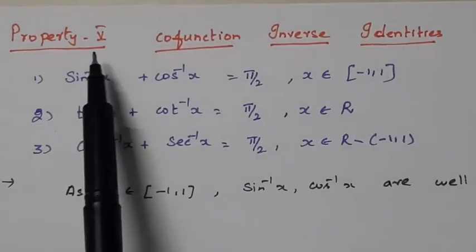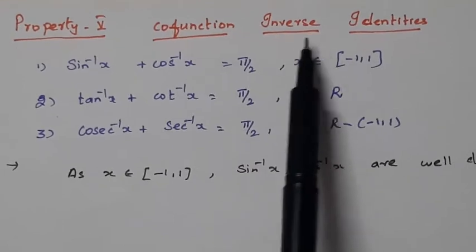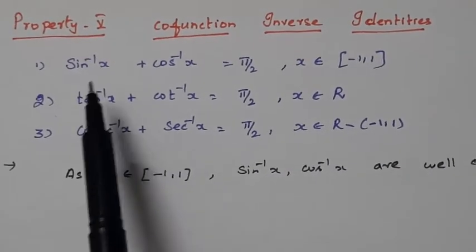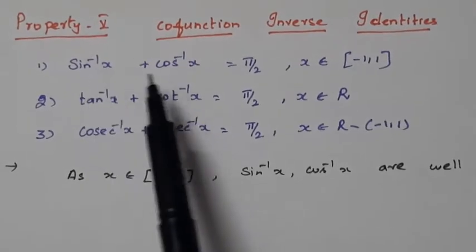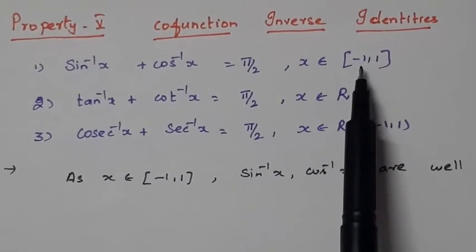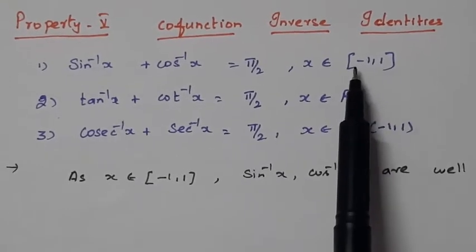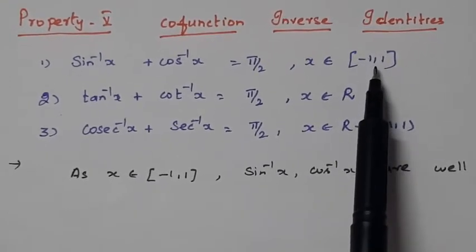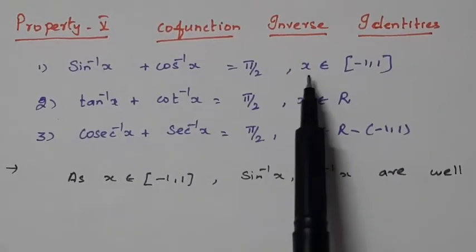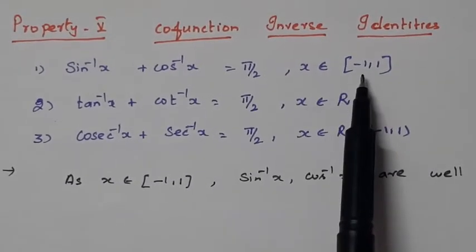Next set of property 5 is called cofunction inverse identities. Okay. So here there are 3 identities. What is the first identity? Sine inverse of x plus cos inverse of x is equal to pi by 2, where x belongs to the closed interval minus 1 comma 1. See, this closed interval minus 1 comma 1 is the domain of both sine inverse and cos inverse. So here x belongs to their domain, right?